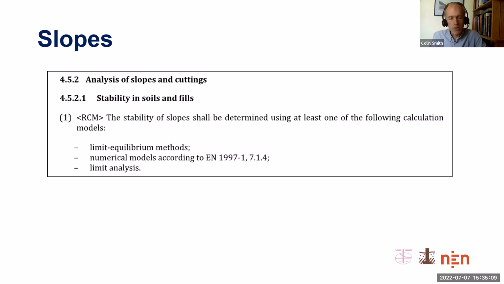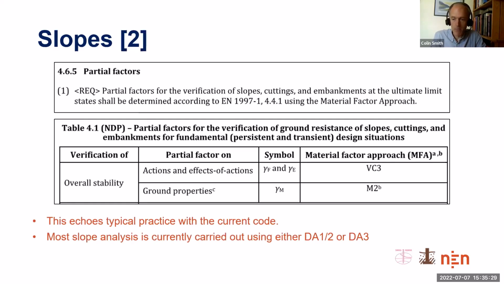So in terms of slopes and cuttings, the code allows you to use numerical methods according to clause 7 in part 1, which is the clause that describes some of that usage. And the partial factors to be used for slopes are consistent with numerical methods, as you'd expect, and most people are using. Currently, we're using design approach 1 combination 2 or design approach 3, and essentially those are the partial factors associated with verification case 3 and material properties set M2. So there's no real change there, and using those particular partial factor sets, I think generally people find it works very well with numerical methods.